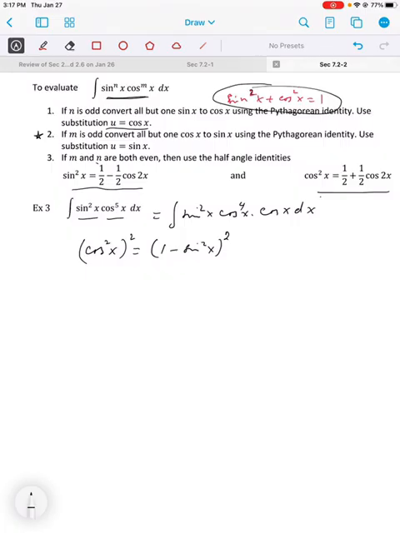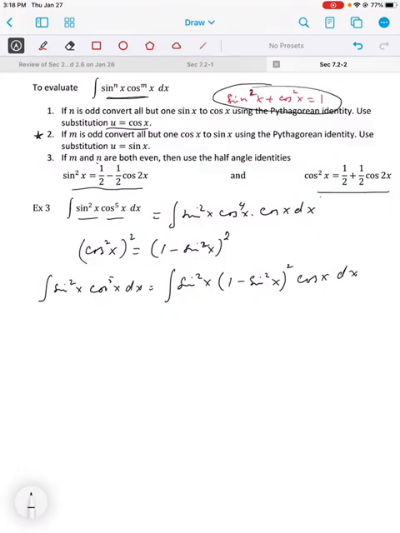Now we can expand it, or we can just leave it as it is, plug it in, and then use substitution, or you can first expand it and then use substitution. That's your choice. If I leave it like this, my given integral becomes sine squared x times 1 minus sine squared x, whole squared, times cosine of x dx.